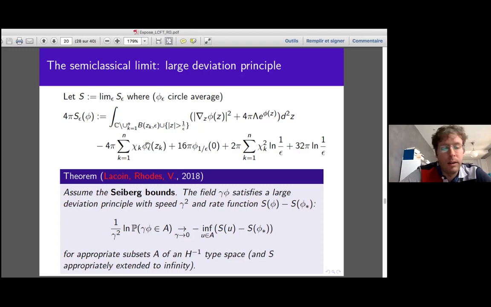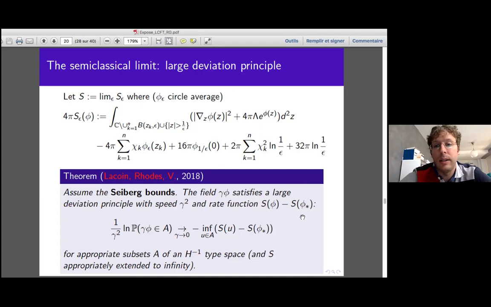And so if the sum of the chi k's is bigger than 4, which is the Seiberg bounds, or in the classical framework, it's just saying that I'm working with a negative curvature metric, then the field gamma phi satisfies the large deviation principle with speed gamma squared and rate function S of phi taken minus its infimum, which is obtained on the negative curvature metric.